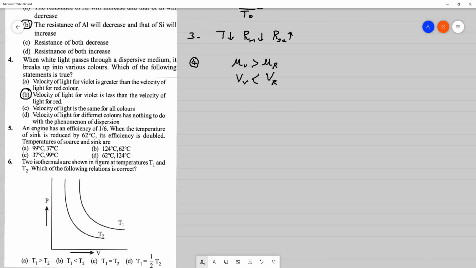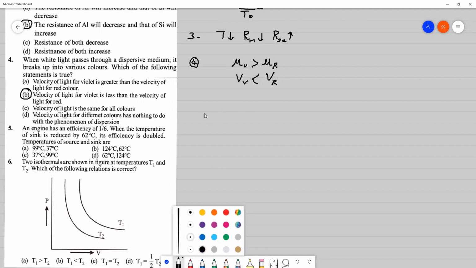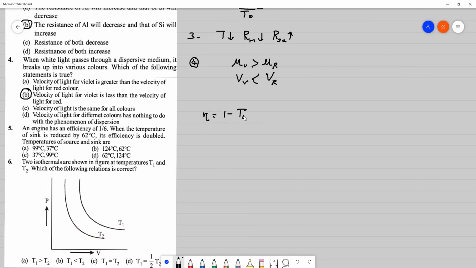So according to the equation, eta is equal to 1 minus TL, the lower temperature, that is the sink temperature, by TH, the source temperature, that is the higher temperature. So this implies TL by TH is equal to 1 minus eta. First case, eta is 1/6. So TL by TH is equal to 1 minus 1/6, which is 5/6.